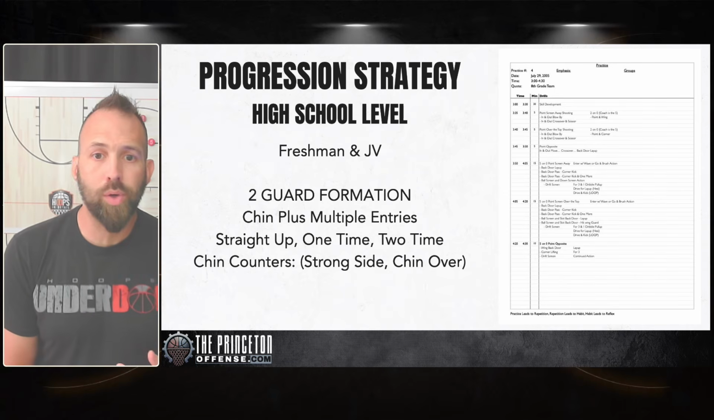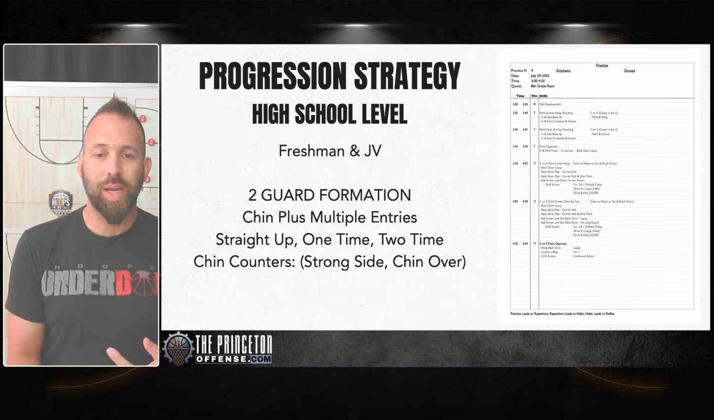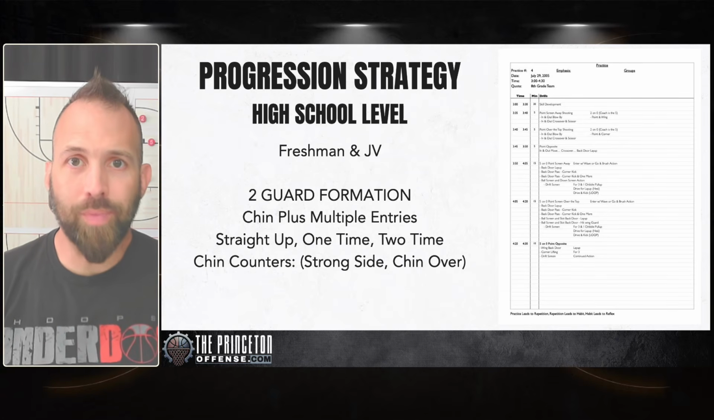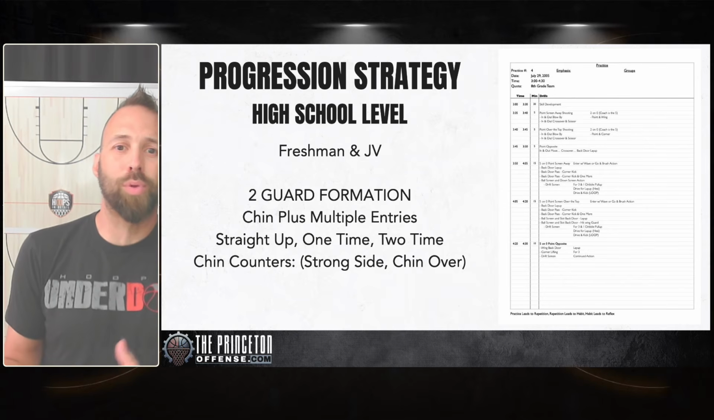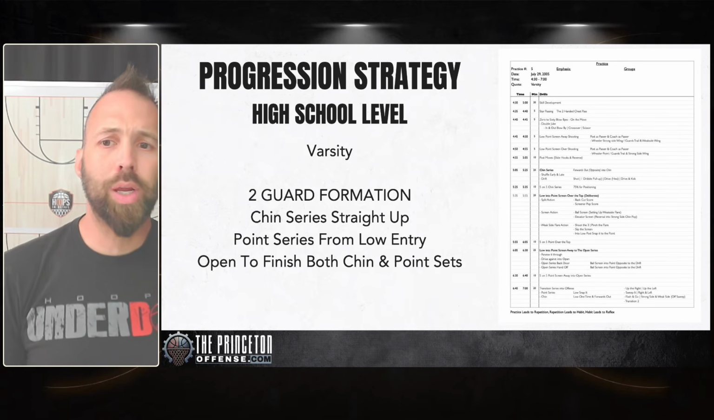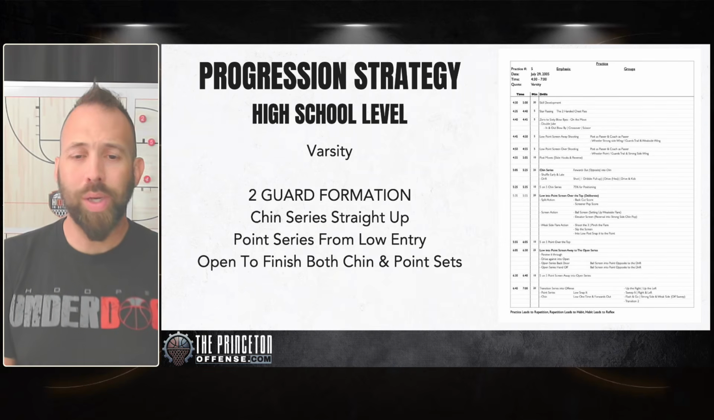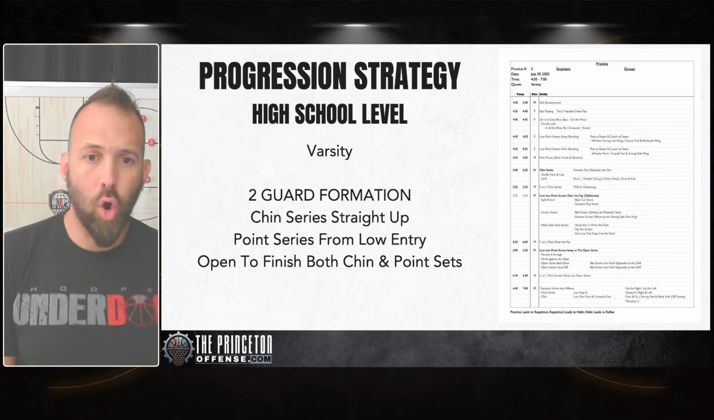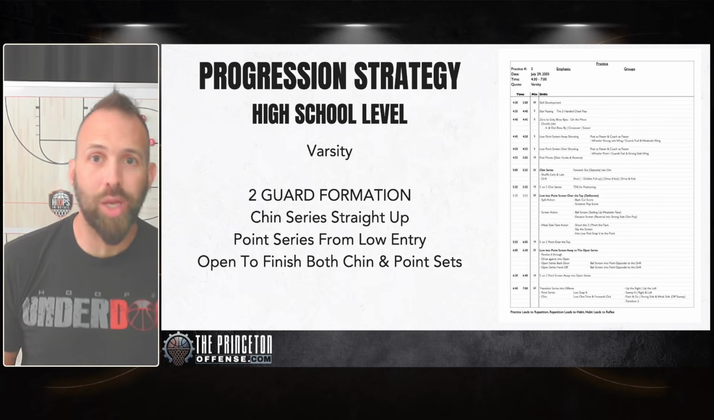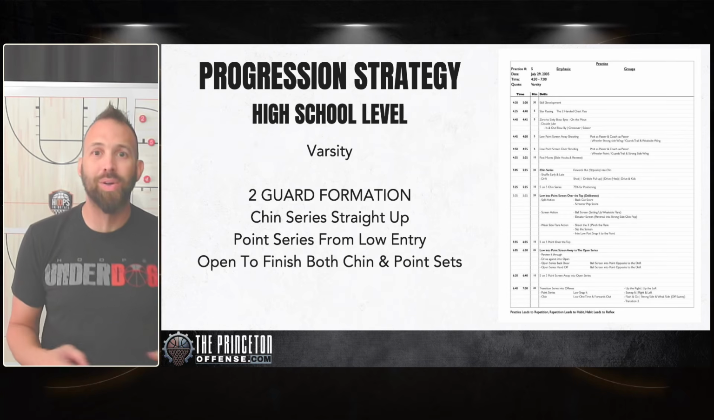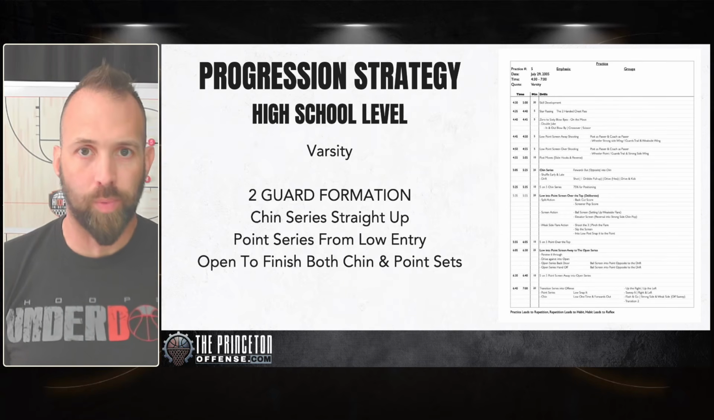And then we're going to start introducing maybe some chin counters, strong side chin over, different things. We can start to now put that in with our freshman JV. And then when we get to our varsity, 2-guard formation, chin series straight up, point series from a low entry, open 5 out to finish both into chin and point series. We can run point and chin, then phase into the open series and get back into it. Now we're running the offense full circle.